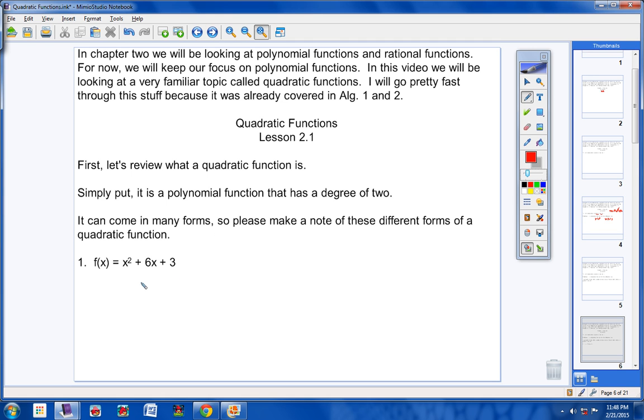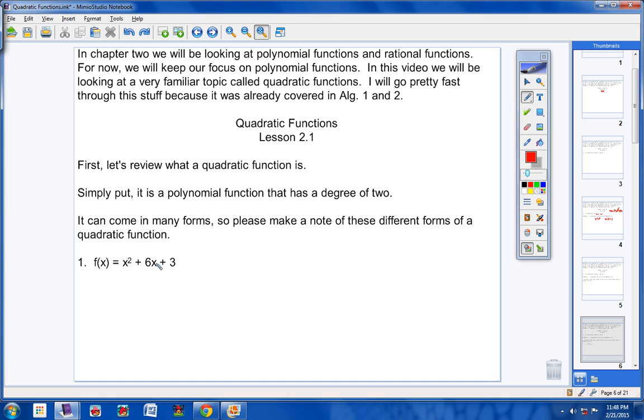Okay, number 1, here's an example of a quadratic function written in general form. Now let me be very clear. You do not need to write down general form. Maybe later you will, maybe later in this chapter, but not right now. I'm just telling you, this is a quadratic function written in general form. Now, how do I know it's a quadratic function? Because the degree is 2. The exponent of the x here is 2.